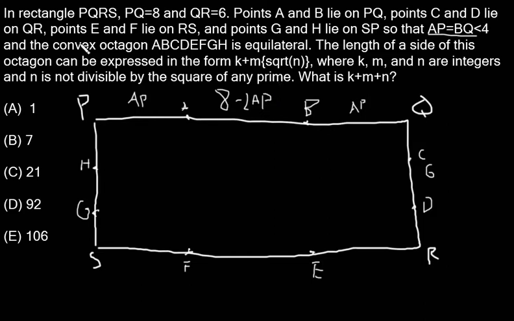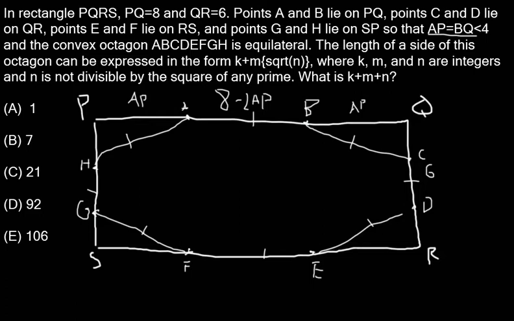Alright, and so it's telling us that it's also equilateral, and we have an octagon right here. So we have to draw a little octagon, and we know that AB is equal to CD, which is equal to BC, which is equal to DE, which is equal to all these things right here, alright? And so what we can do is set up a system of equations for this, and that's exactly what I did in this problem right here.